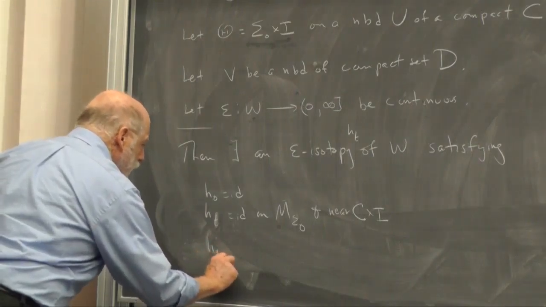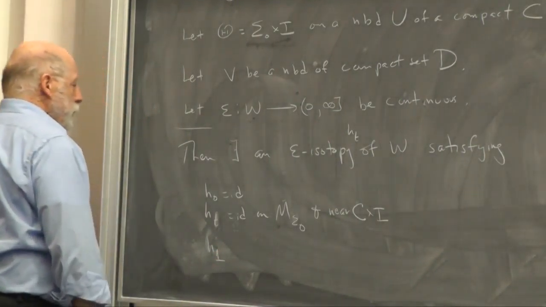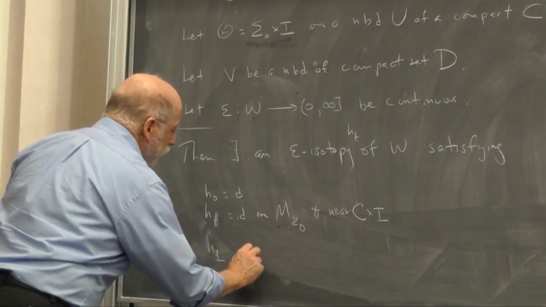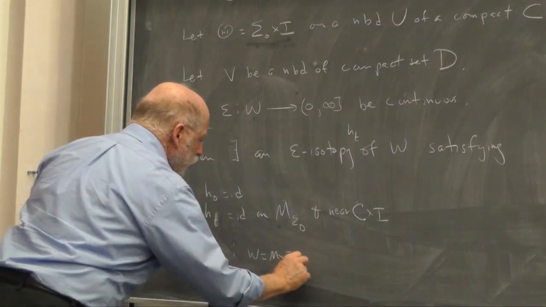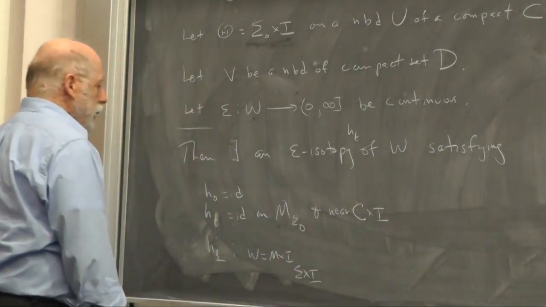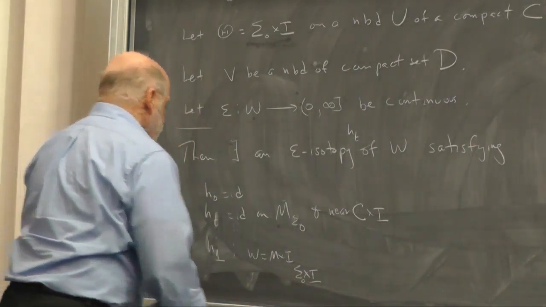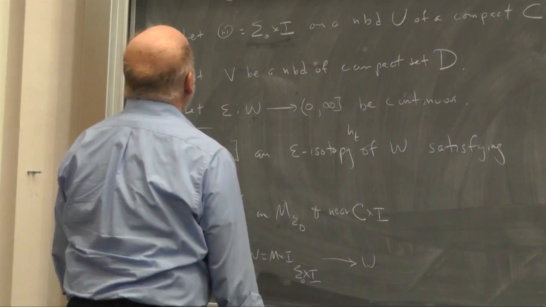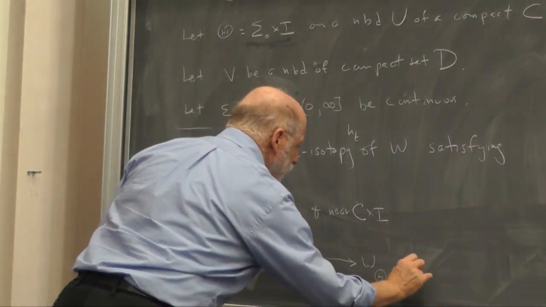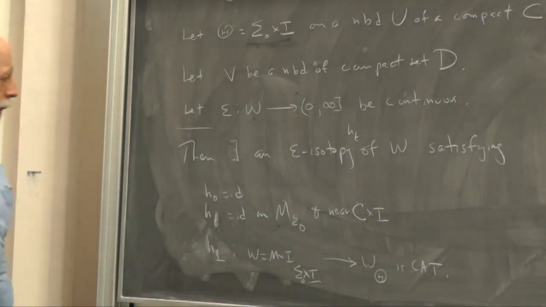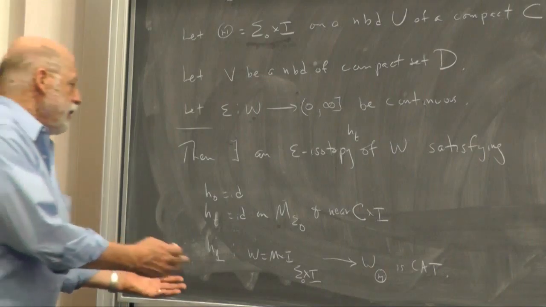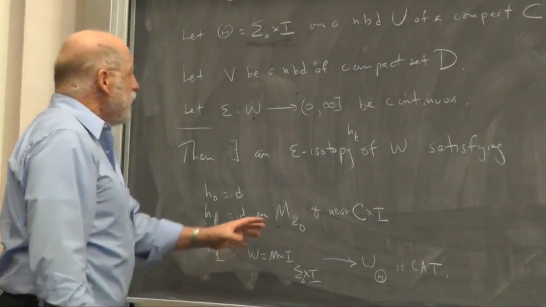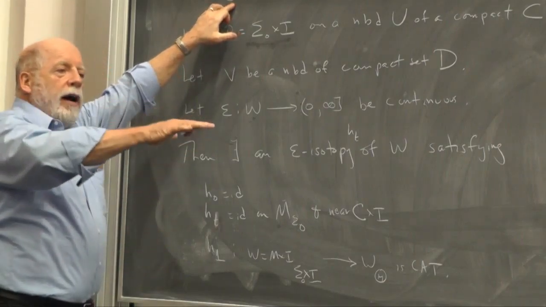And then H1, H1 mapping W or M cross I with the structure sigma cross I, sigma naught cross I, to, again, to just W with theta, is cat. So you can say this in two ways. Basically this isotopy, the way to remember it, or the way to think about it, is that this isotopy is taking theta and moving it around until it becomes a product.